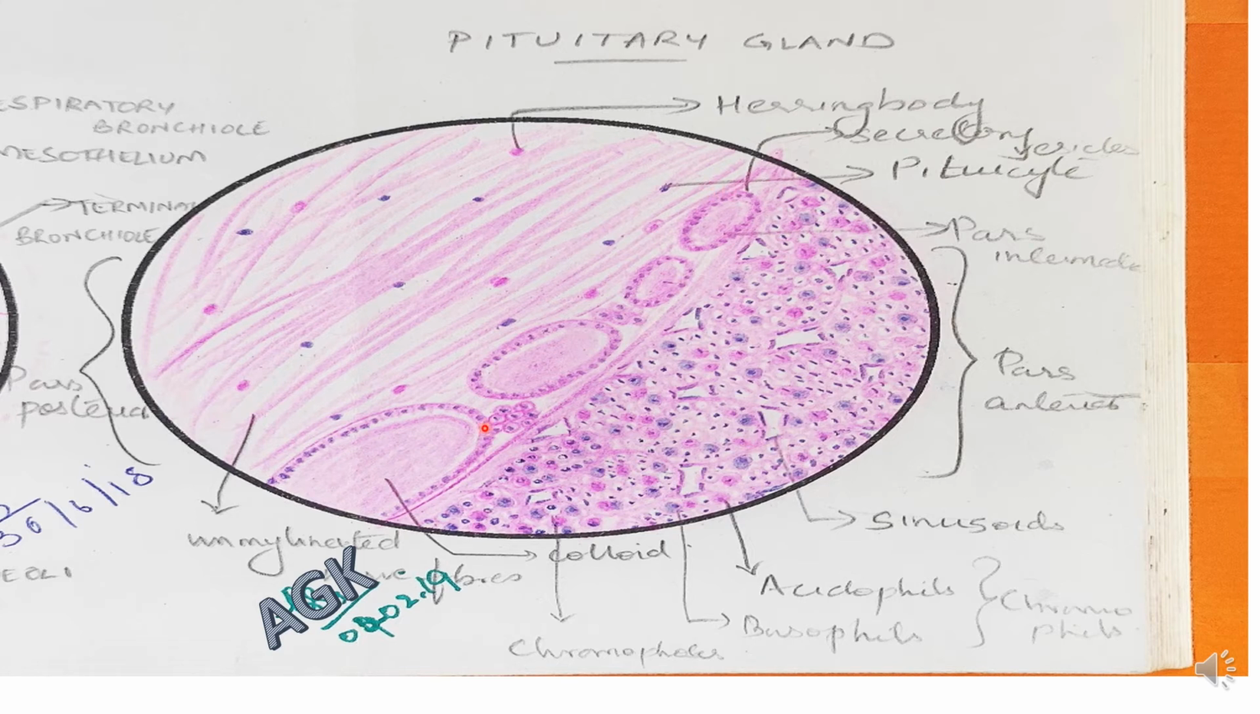Then you have the pars intermedia, where you have the colloid filled vesicles. Okay, these are the colloid filled vesicles. Then this is the pars posterior. You have to draw the pars posterior with unmyelinated nerve fibers, and you can also draw the pituicytes, which are the supporting cells, and also Herring bodies. Herring bodies, if you remember, are the nerve terminals which store the hormones. So you draw the unmyelinated nerve fibers, the Herring bodies, and also the pituicytes. So that's what you have to draw in pituitary gland.